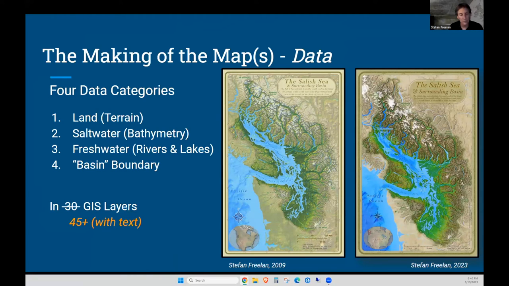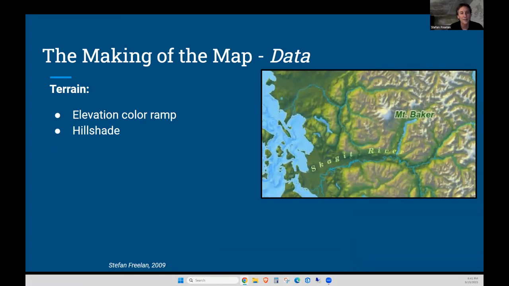Largely the same map. Surprisingly, a large amount of time went into recreating the same map. But both maps have fundamentally four pieces of data in there. You've got the land, the salt water, the fresh water, and then this watershed boundary. The original map was 30 or more GIS layers, so data layers in my geographic information system. The revised map has now ballooned to over 45, for reasons that we won't go into.